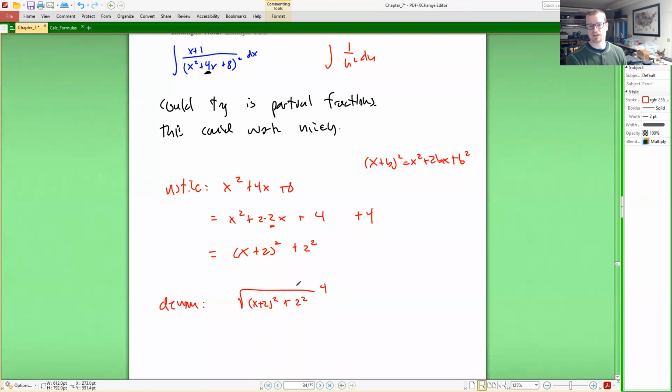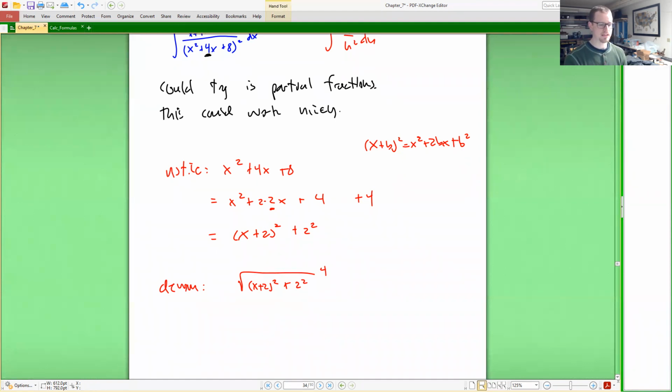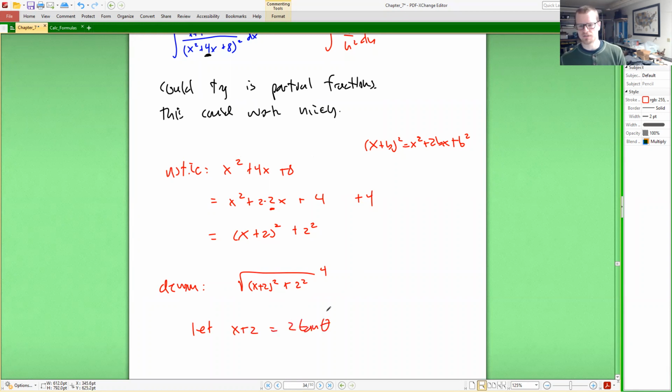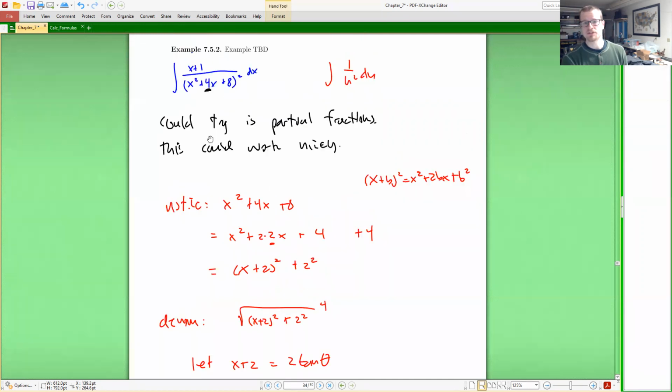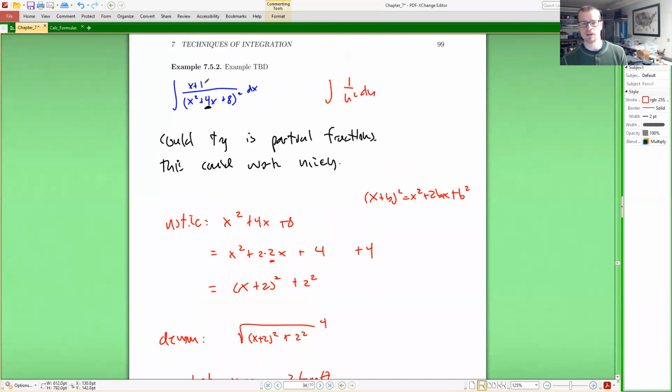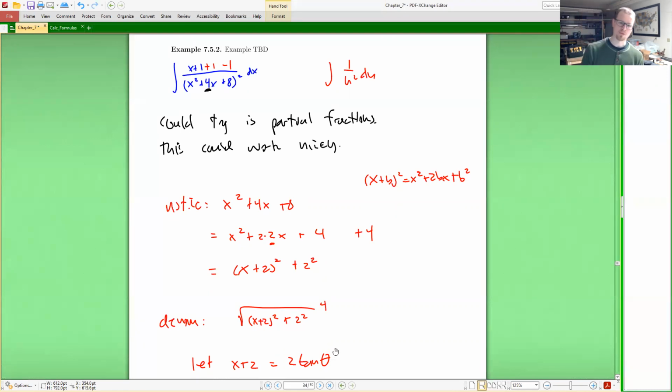If you use partial fractions, eventually you'll have a denominator that you have to make this observation with. So you can use this, which would recommend the u substitution. This would suggest letting x plus 2 be equal to 2 times the tangent of theta. And again, that x plus 2 doesn't quite work in the numerator. So if we add 1 and then subtract 1, we get x plus 2 to give us 2 tangent theta minus 1 in the numerator. So that's how that would pan out.